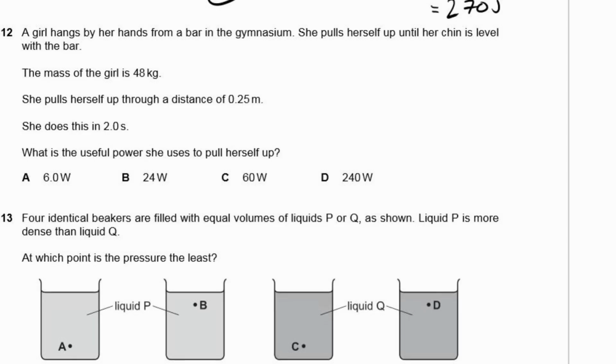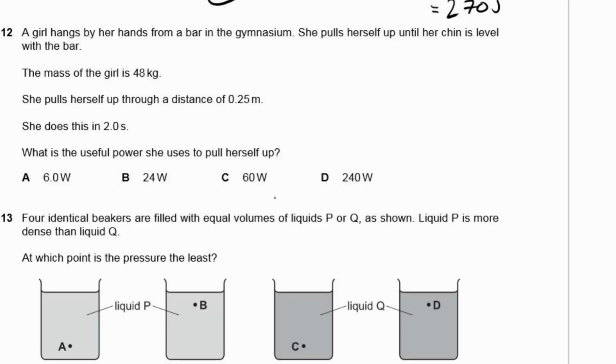Question 12. A girl hangs by her hands from a bar in the gymnasium. She pulls herself up until her chin is level with the bar. The mass of the girl is 48 kilograms. She pulls herself a distance of 0.25 meters, and she does this in 2 seconds. What is the useful power she uses to pull herself up?